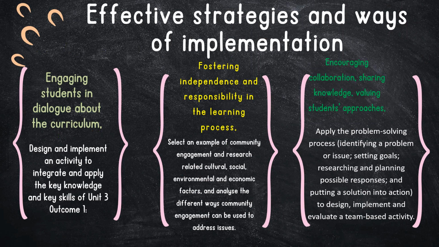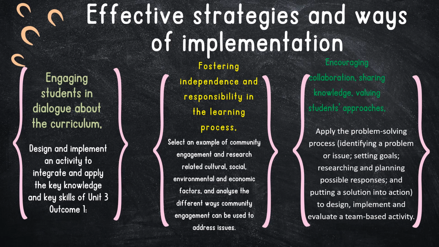So how could this course become more effective, and what are ways to implement it? They need to focus on the areas of gap that we have identified. They need to increase engaging students in dialogue about the curriculum. They might integrate and apply the key knowledge and discuss it with them. They need to improve independence and responsibility in learning. For example, in applied learning in VCVM, they have things like students selecting a community engagement project and working on it. They need to encourage collaboration and sharing knowledge, and value the students.